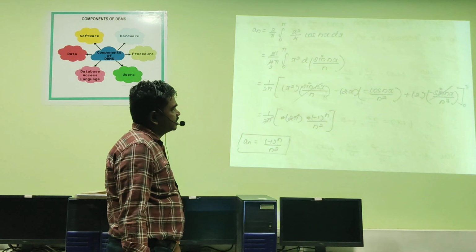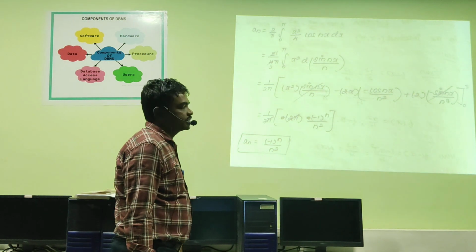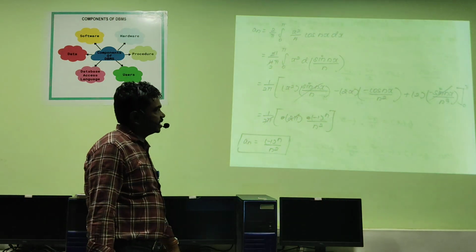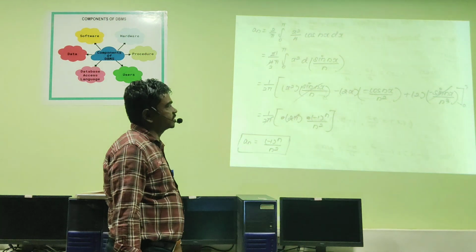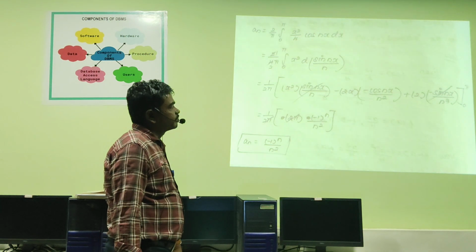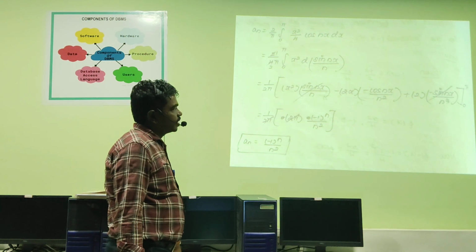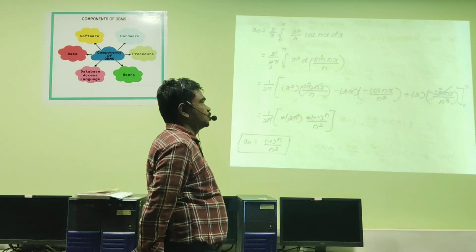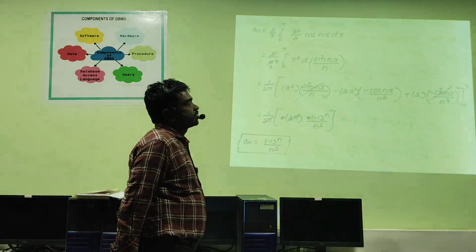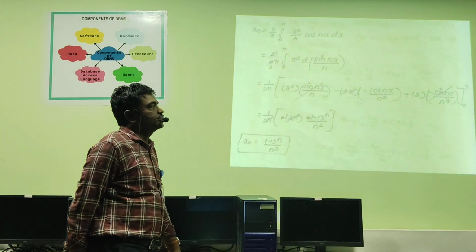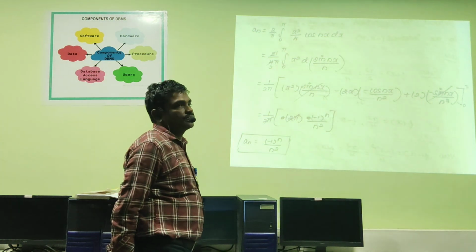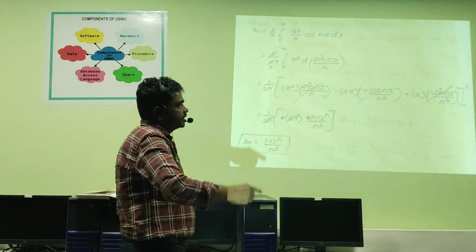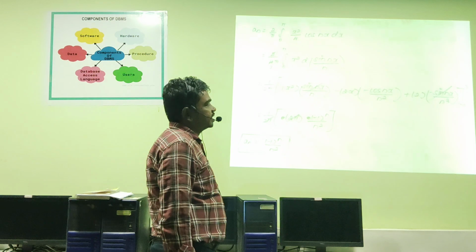What is u dash? That is the differentiation of x square, which is 2x. The integration of sin nx by n is minus cos nx by n square. That is v1, plus u double dash v2. What is u double dash? Differentiation of u dash, that is differentiation of 2x, so that is 2. What is v2? The integration of v1. Therefore integration of minus cos nx by n square, you can integrate this to get minus sin nx by n cube.